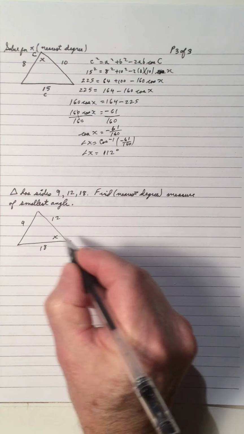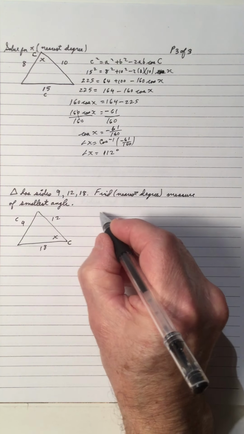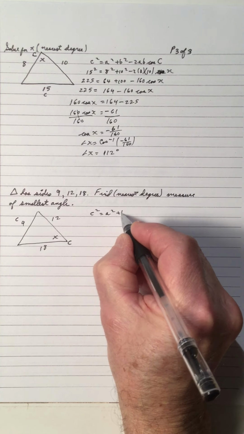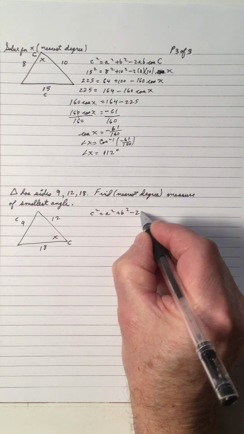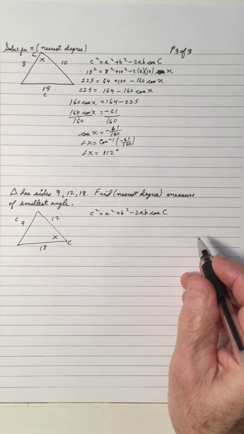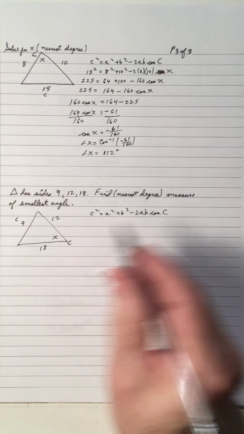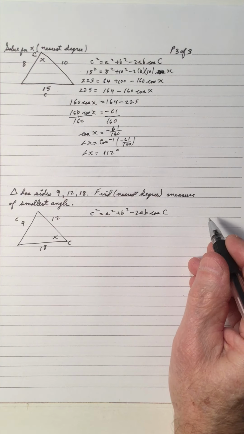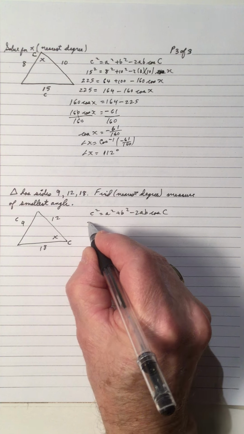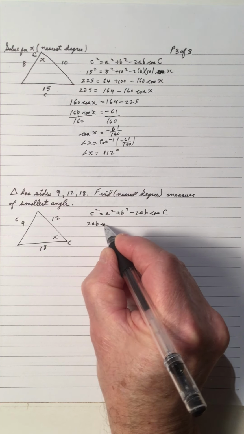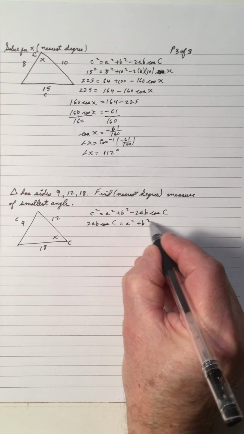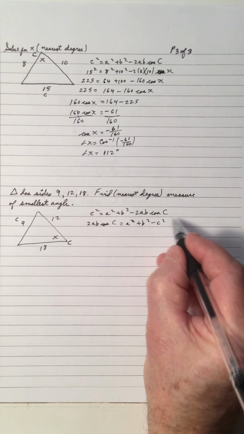So I'll call that C. So this is small c. So c squared is a squared plus b squared minus 2ab cos c. So if you want, I'll just solve this again. It's just as quick to work it out this way. But so let's take 2ab cos c equals a squared plus b squared minus c squared.